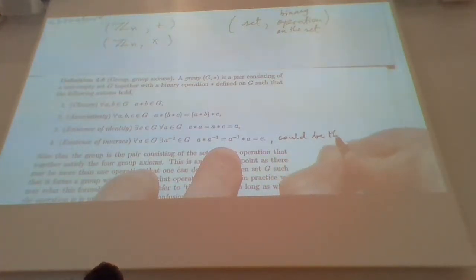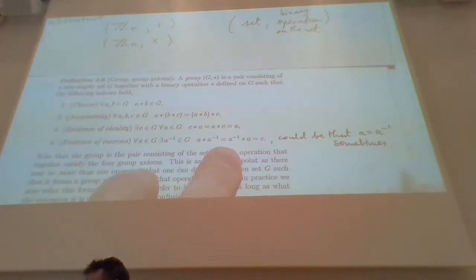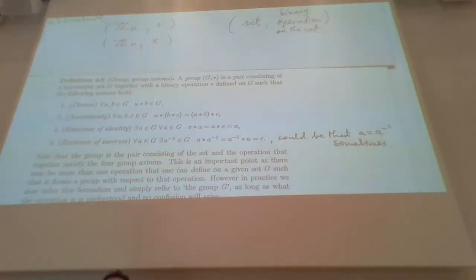Could be that A sometimes equals A inverse. We're not saying that the A inverse is necessarily a different element. Okay, A could be its own inverse. It could be that A squared is equal to the identity.